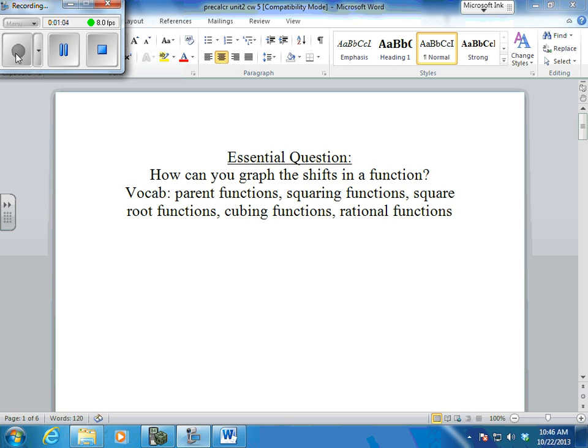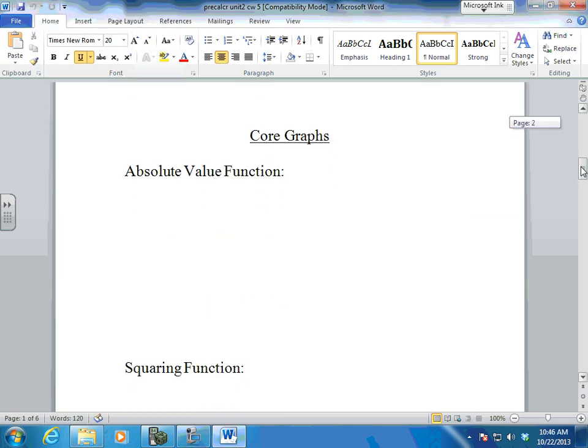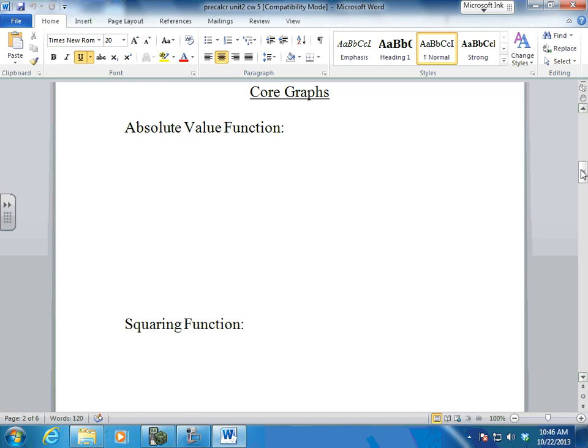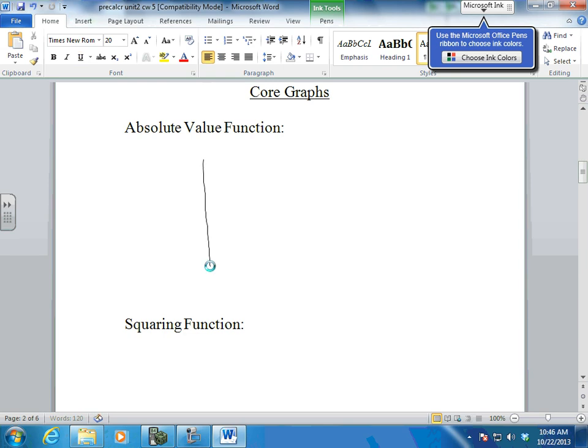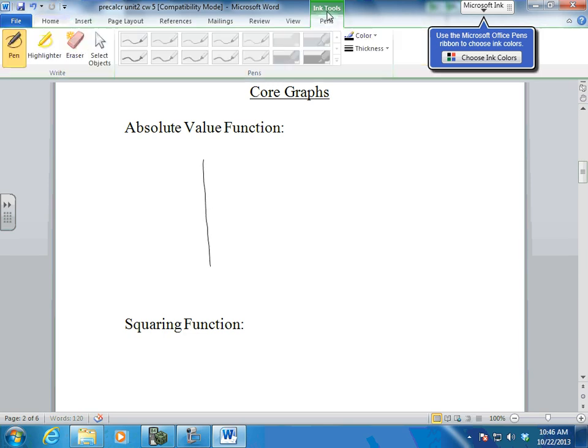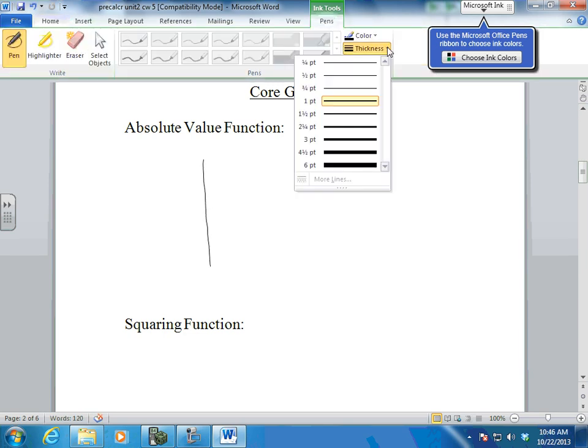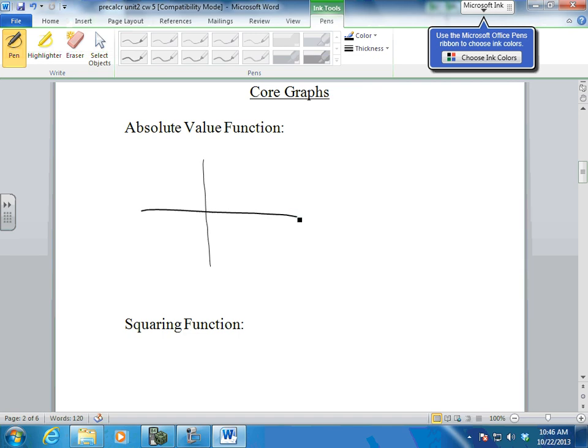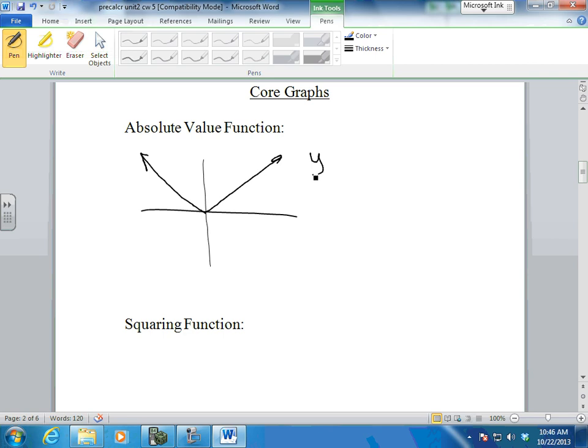So before we start, we're going to talk about your 4 core graphs. You have 4 and we're going to add a 5th one here. So our first one is your absolute value. This is your basic absolute value graph. So f of x is the absolute value of x.